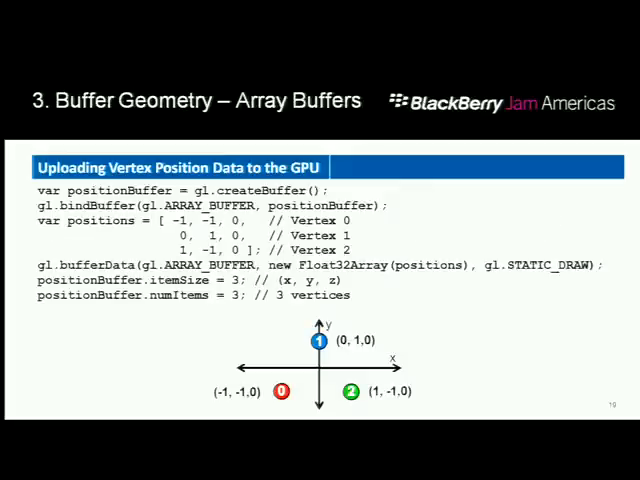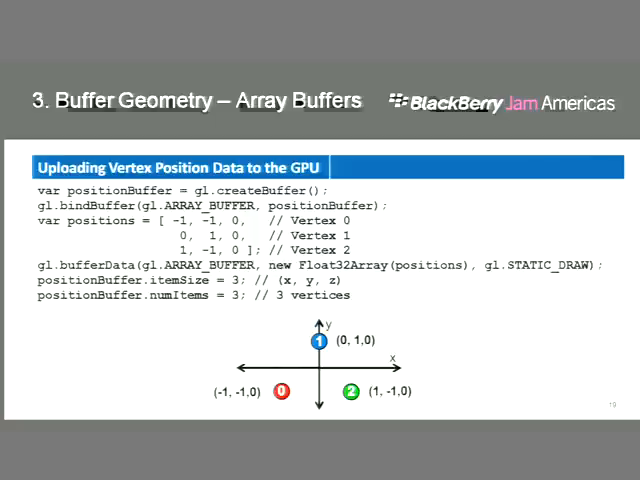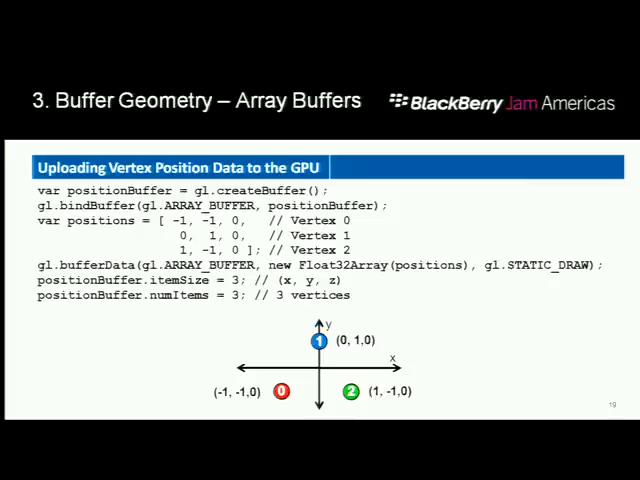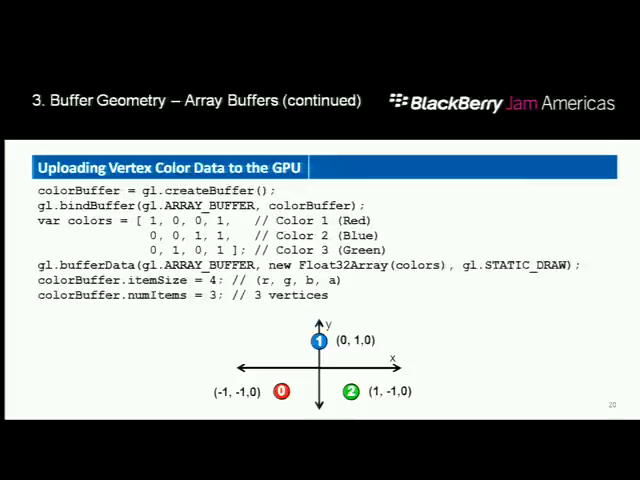OK, so the next step is buffering up your geometry. How do we go through that process? Essentially, the first thing we do is create a buffer on our GPU for this data. In this case, we're passing position information. And we call bufferData to actually pass this data to the GPU. We're going to do the same thing and create a color buffer for our color information. We're also going to pass this data to the GPU to deal with.